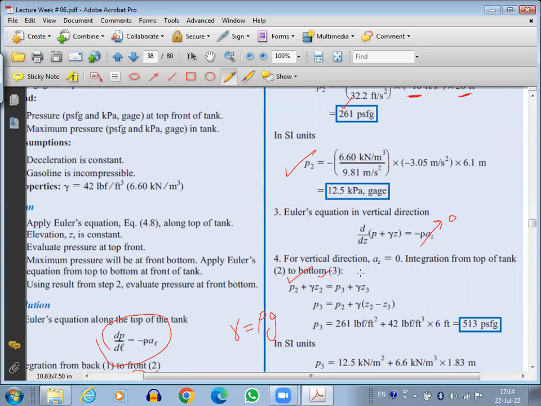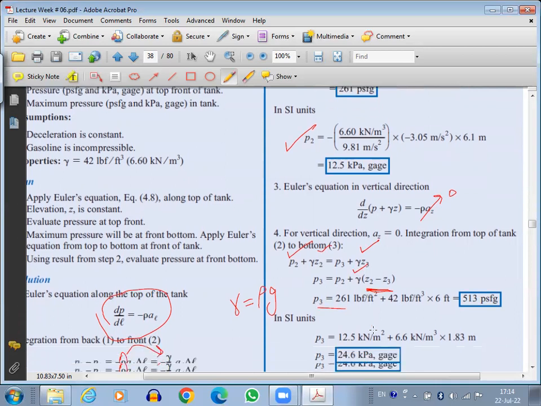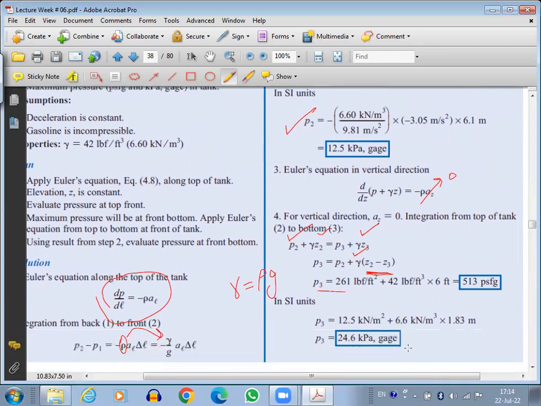Z2 and Z3 are known because we know what Z2 minus Z3 is. We know the height. Gamma is known, so just substitute the values and you're going to get P3. This is also done in SI units. So you can find out the maximum pressure in the tank.